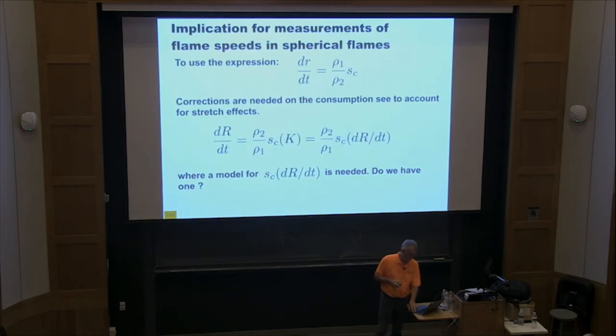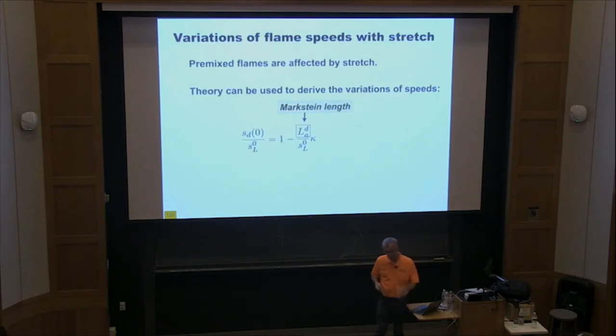And so when we use this expression here to try to measure SC by measuring dR/dt, you have to realize that there are lots of things here which actually are not right. One of them is that SC is not SC, it's SC of K. And we don't know the model for that. So there are models to do that, not very good. The one that you will hear tomorrow about is the Markstein length. And again, this comes fully from theory.